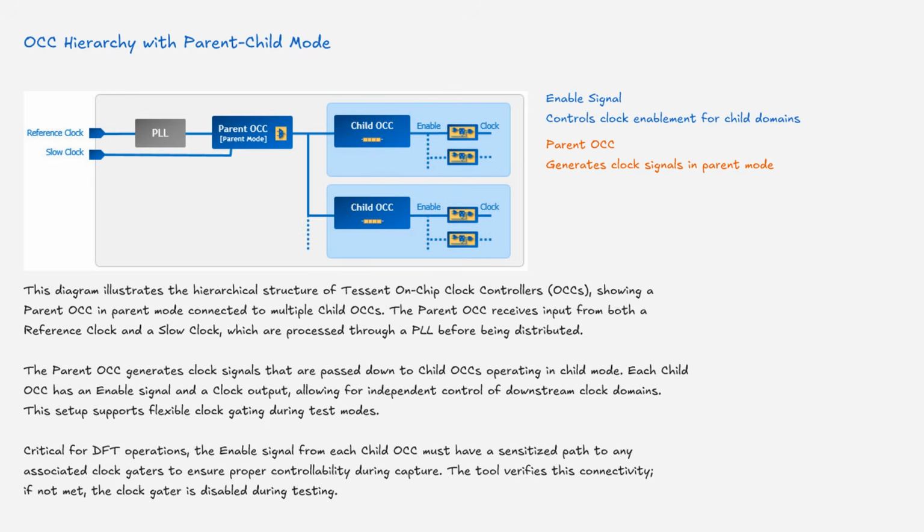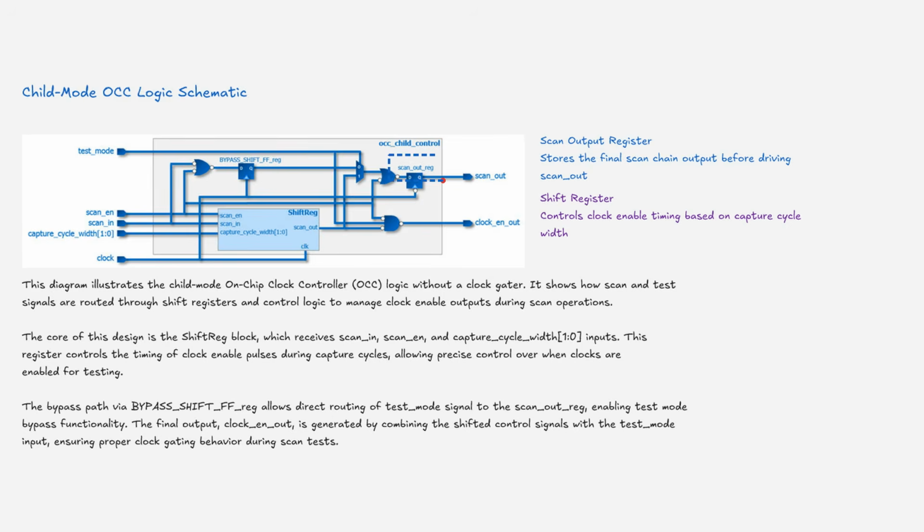This diagram illustrates the child mode on-chip clock controller, on-chip clock. Logic without a clock gator. It shows how scan and test signals are routed through shift registers and control logic to manage clock enable outputs during scan operations. The core of this design is the shift register block, which receives scan in, scan enable, and capture cycle width 1 to 0 inputs.